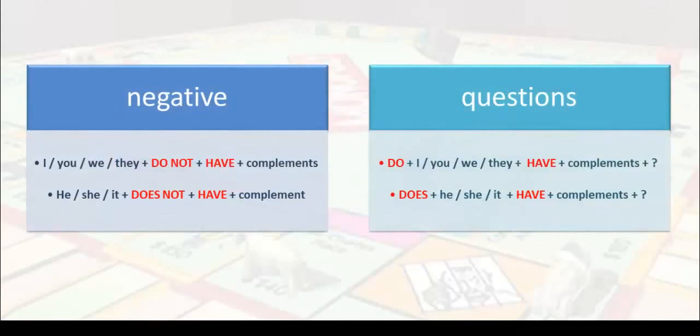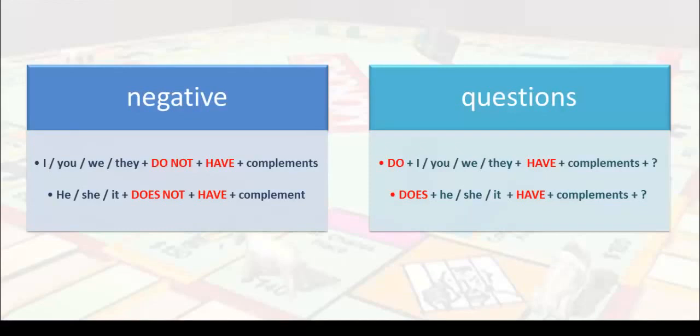In negative sentences, we use do not. I, you, we, they do not plus have plus a complement. And in the third person, he, she, it does not have plus a complement.